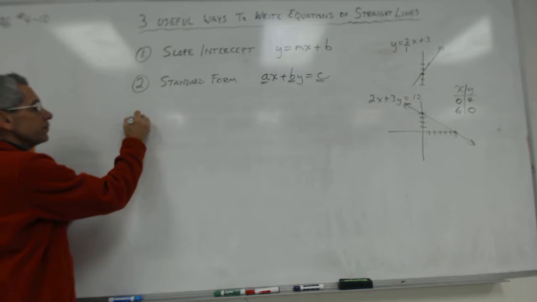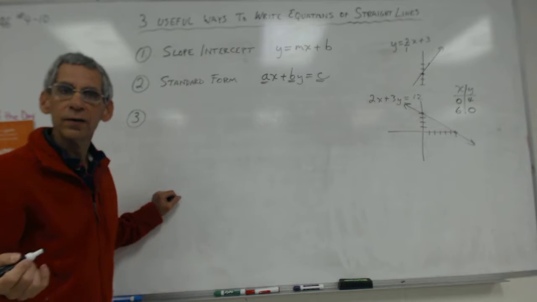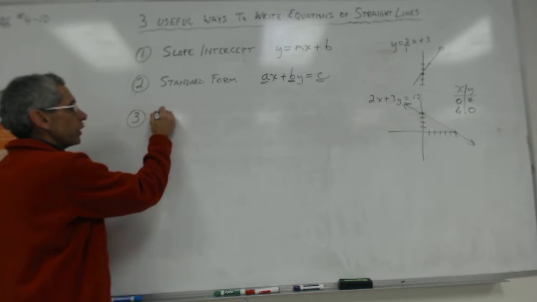The third one, and you guys can help me. I don't know if I taught this or not. It's called the point-slope form.